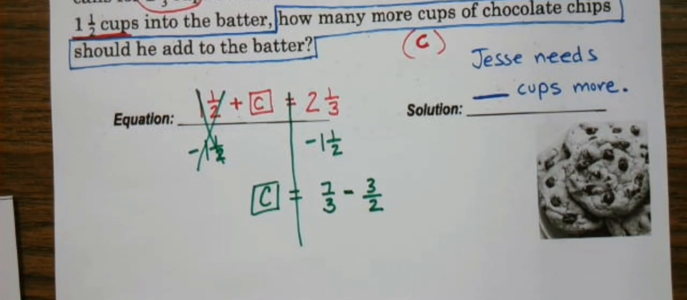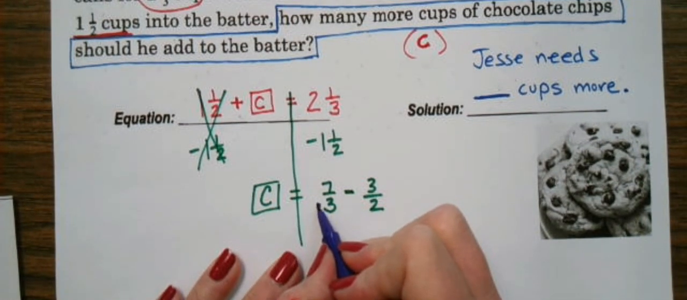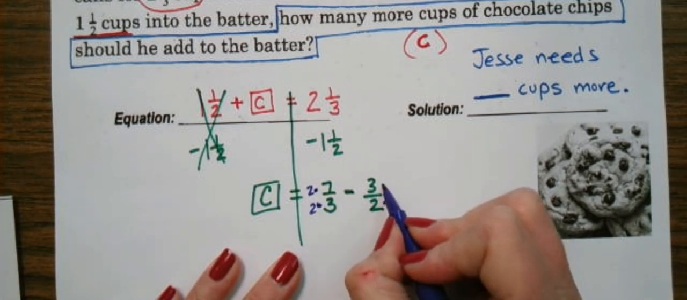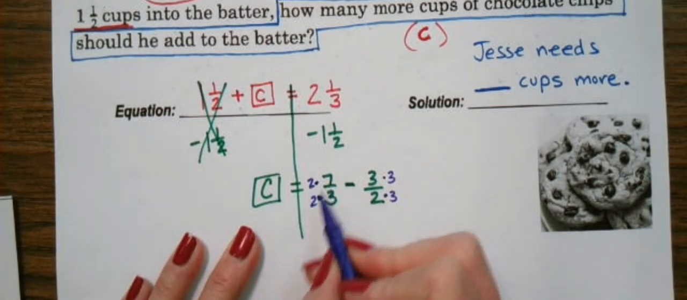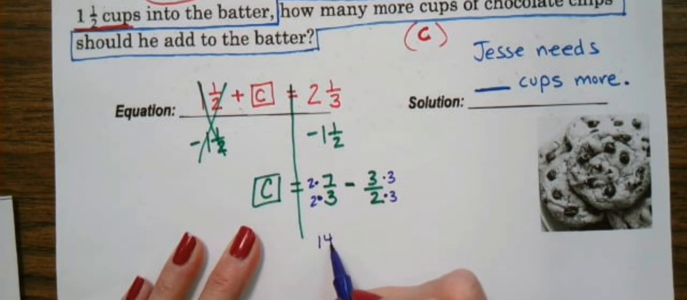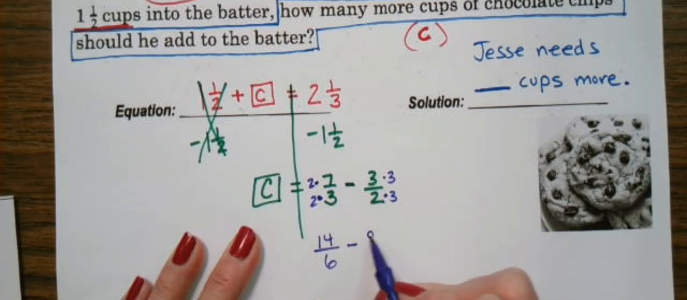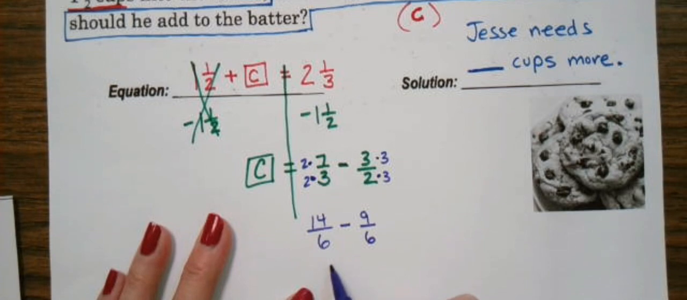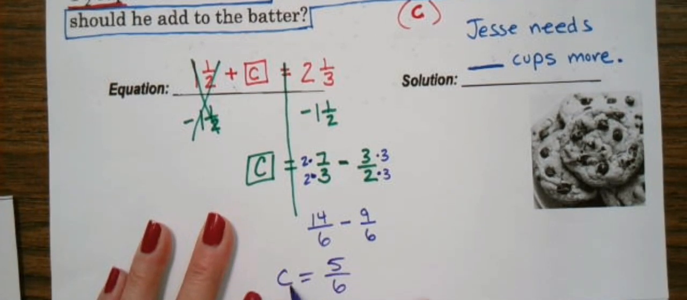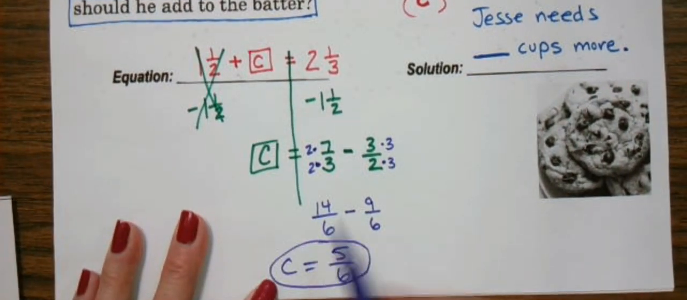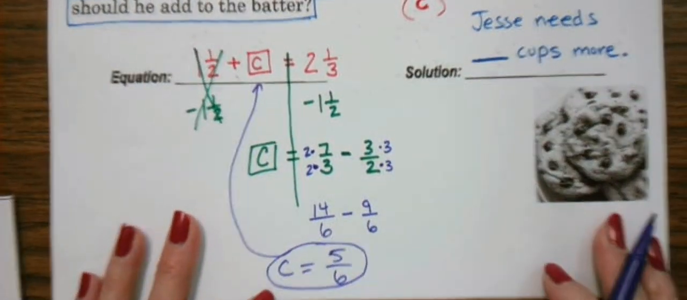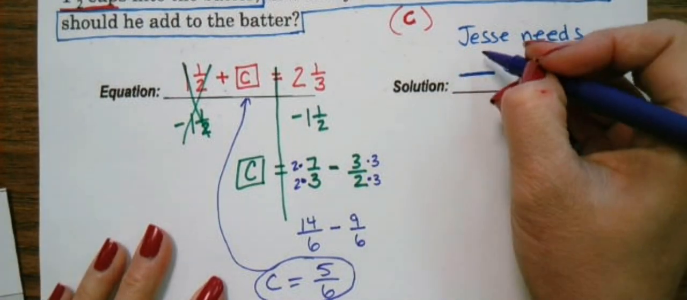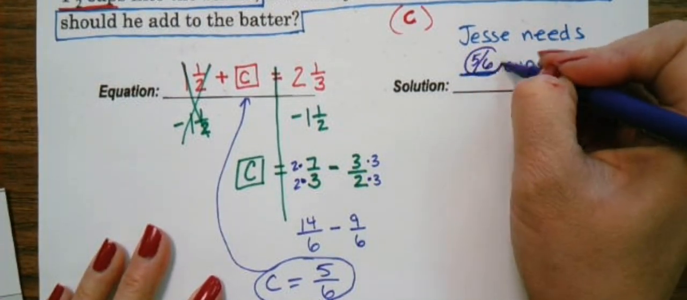So common denominator looks like is going to be 6. So I'm going to change these into 6 by multiplying by 2 to get that to be 6. Here I'd have to multiply by 3, top and bottom. So I end up with 14/6. Take away 3 times 3 is 9/6. So if I have 14/6 and I take away 9/6, that's going to be 5/6 equals C. So I've figured out the mystery cups that Jesse still needs for the recipe in order to make it. 5/6. So Jesse needs 5/6 cups more.